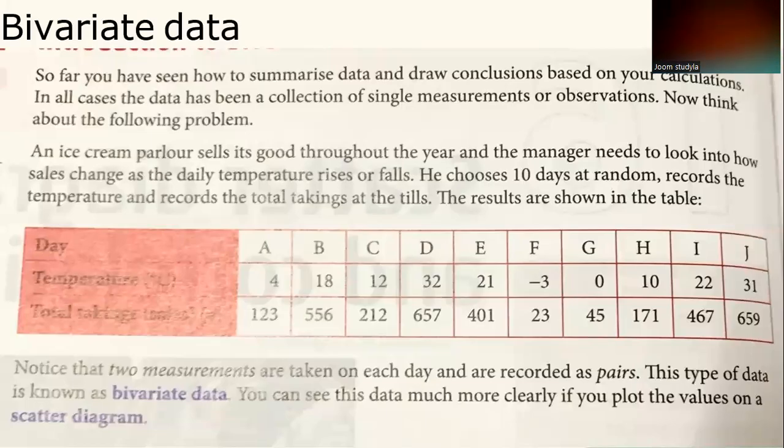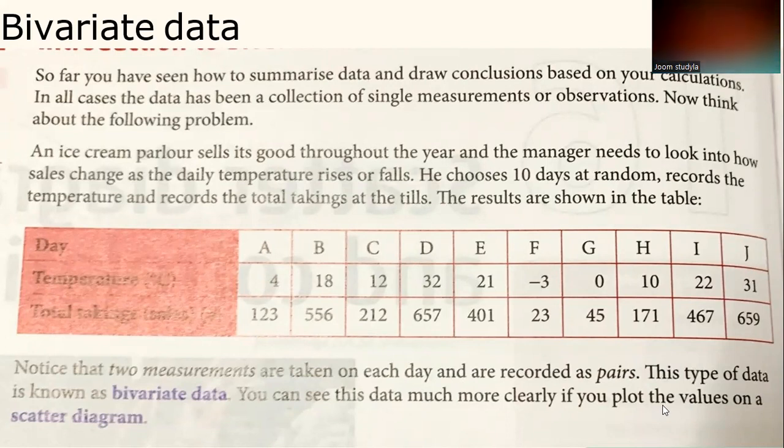Let's look at an introduction to bivariate data. So far, you have seen how to summarize the data and draw conclusions based on your calculation. In all cases, the data has been collected of a single measurement or observation. Now, think about the following problem.